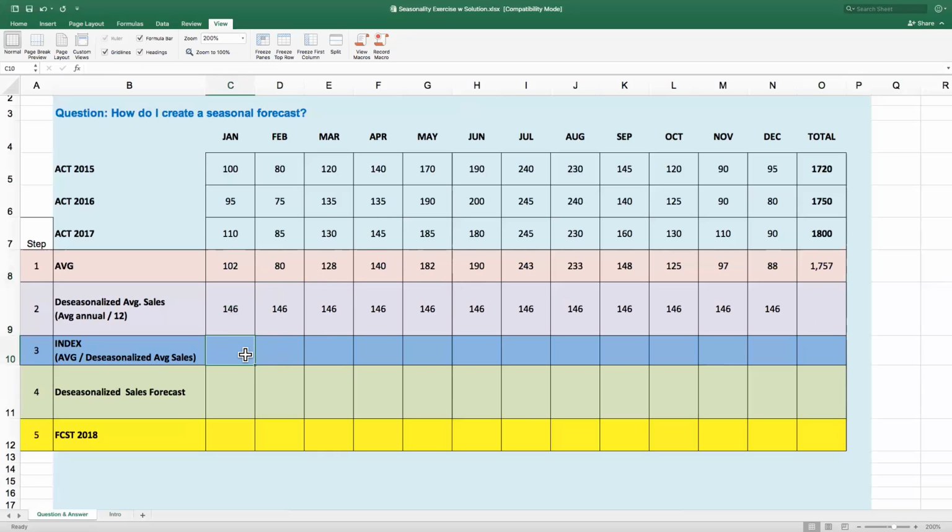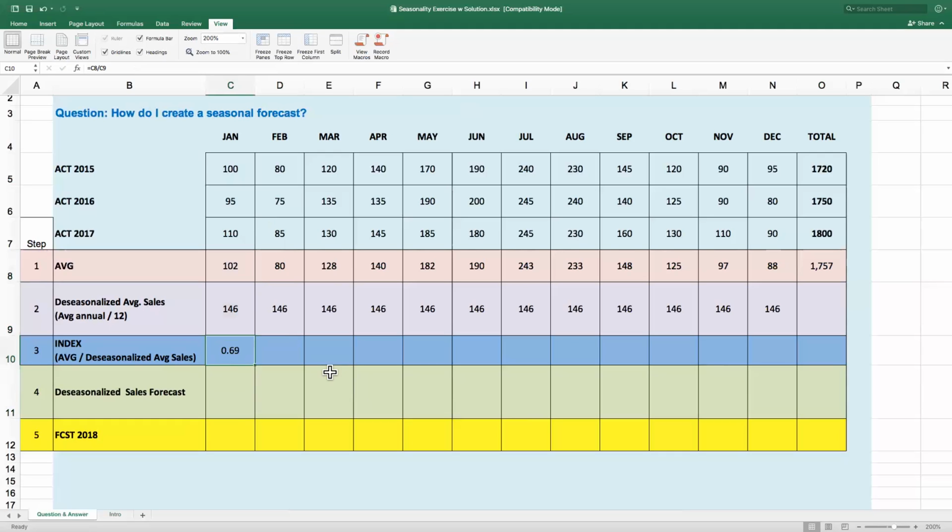So the only real thing that we need is to understand the relationship of what our experience has been over the months to what the very simple average is over all of the months. Okay, that may seem complicated, but it's really quite simple. We're going to divide one into the other. We're going to divide 102 by 146. Now we get 0.69.